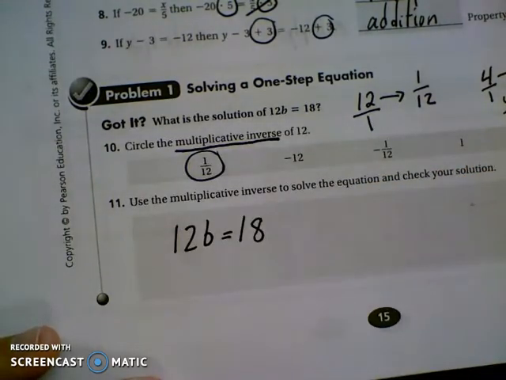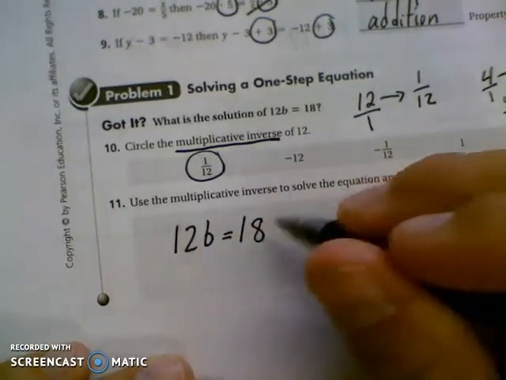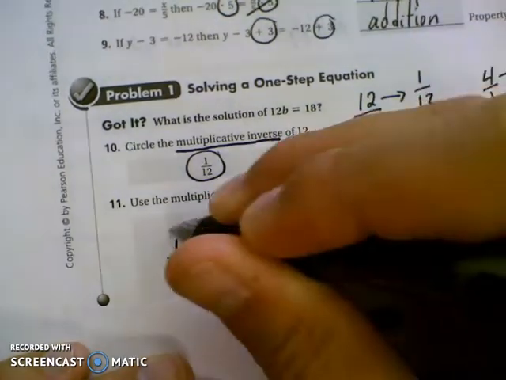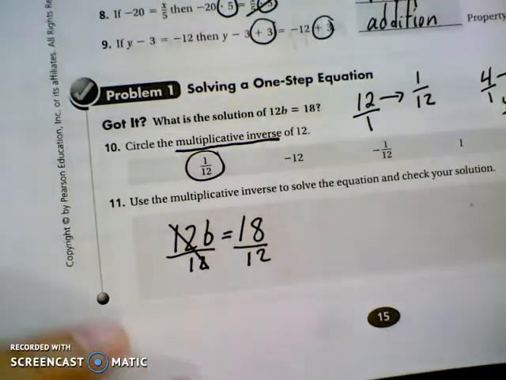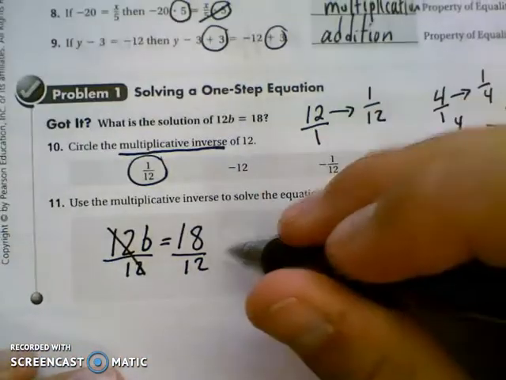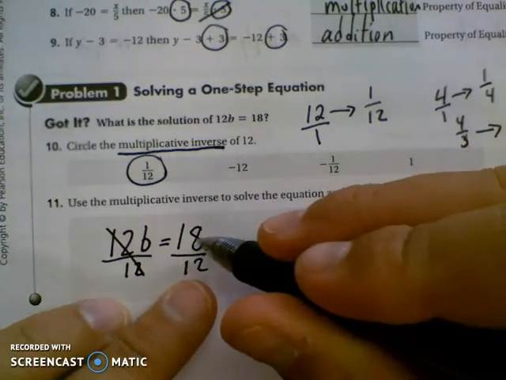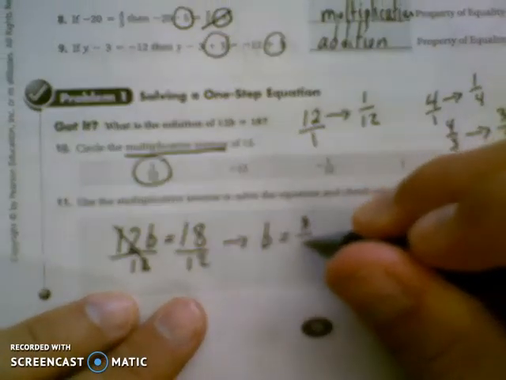How are we going to do that? So you want to get rid of the 12 and get b by itself. You're going to divide by 12 on each side. So you're going to have b equals 18 over 12, or b equals, divide by 6 on top and bottom, 3 over 2.